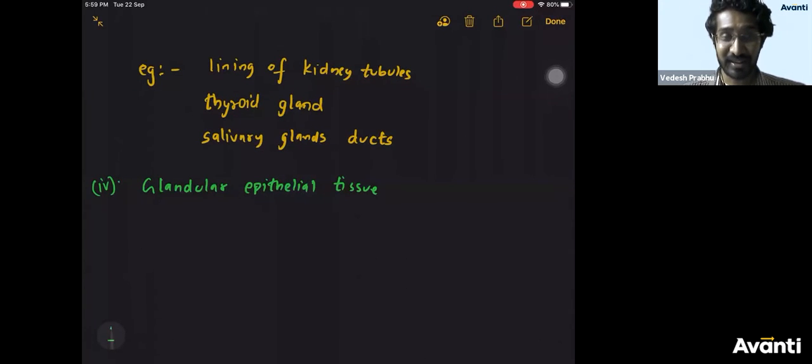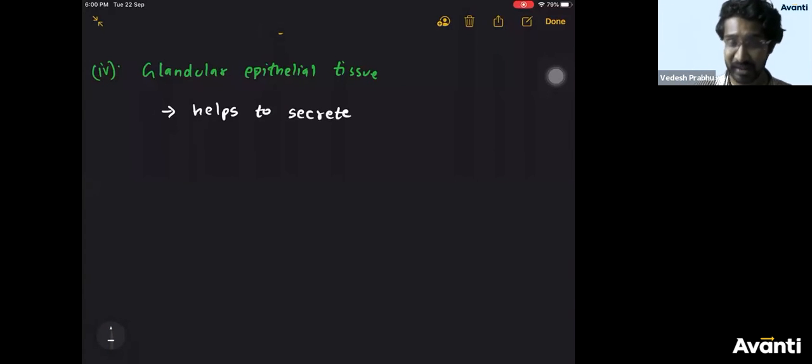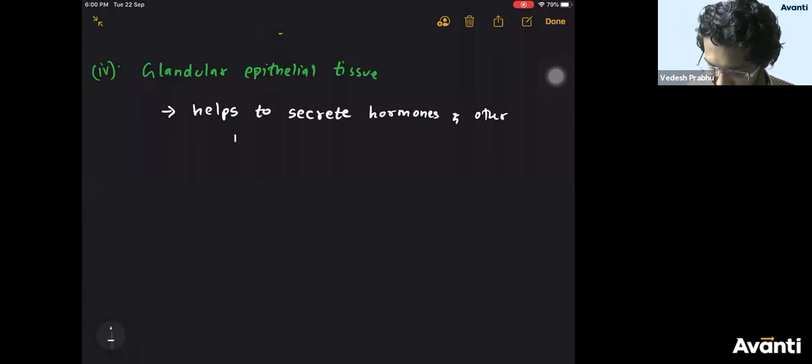Regarding hormones, the chemical coordination, different types of hormones are present in our body. Very good. If you haven't learned, don't worry. In 10th standard, you will learn about the hormones as well as the glands: exocrine glands, endocrine glands, all this. For now, just consider that the glandular epithelial tissue helps in the secretion of hormones. If you do not know about glands, I will tell you about glands also, but first let's talk about its function. It helps to secrete hormones and other important chemicals, or I'll just write, substances.